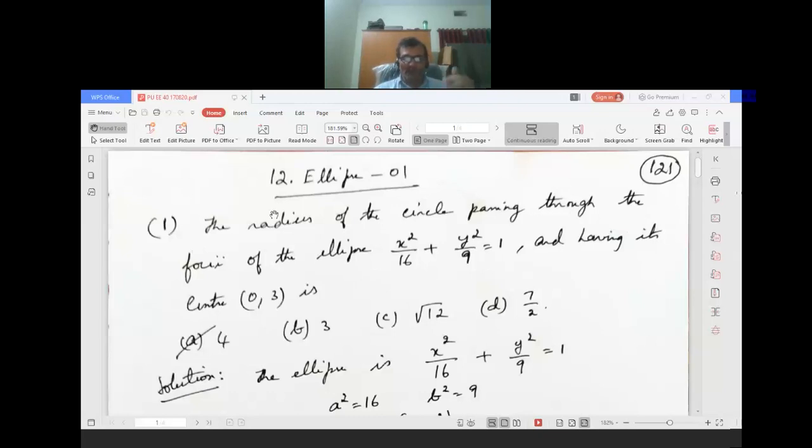So with the 12th topic, I have finished sets, relations and functions, trigonometry, binomial theorem, permutations and combinations, like that. Straight lines, family of lines, like that. So now this is the 12th topic, ellipse.